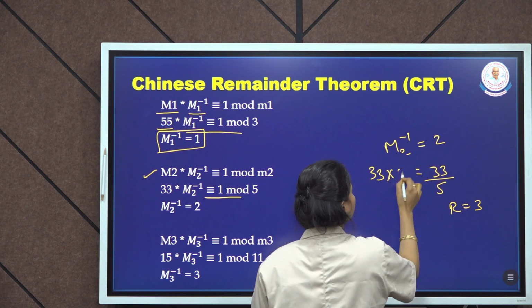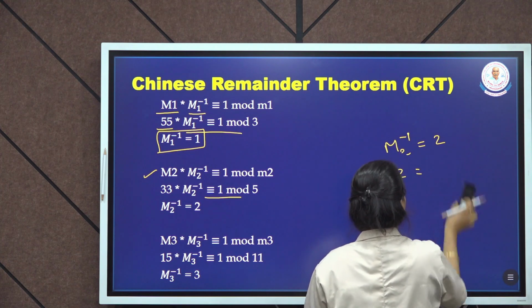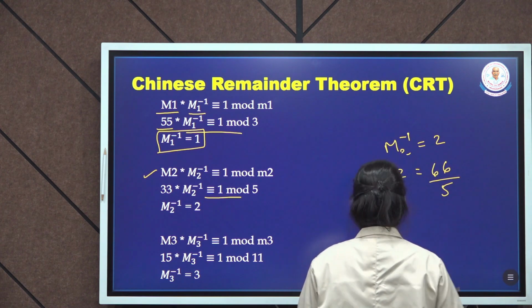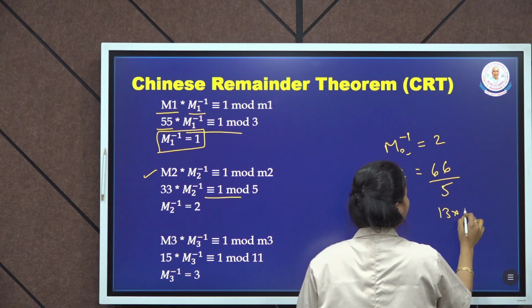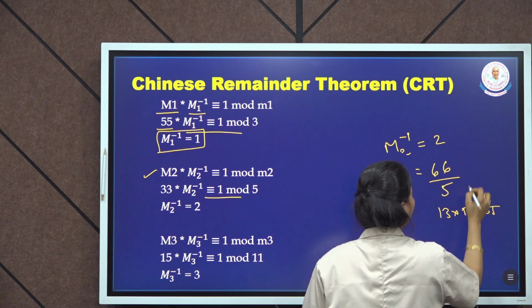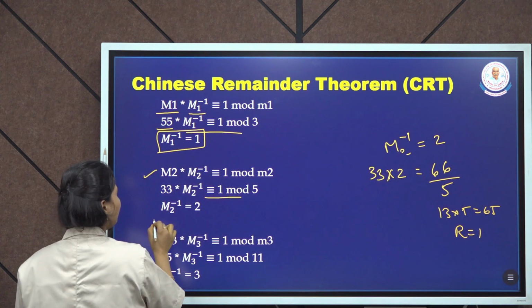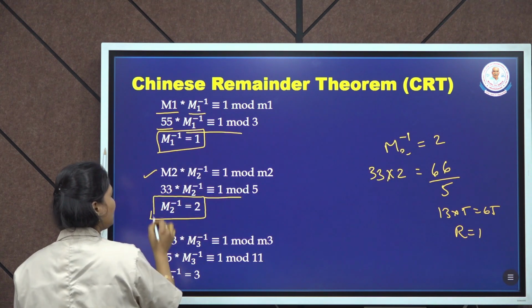Now 33 into 2, which is 66. Now I am going to divide it by 5. So 13 5s are 65. So now we get a remainder of 1. So the condition becomes true. So the M2 inverse value is 2.